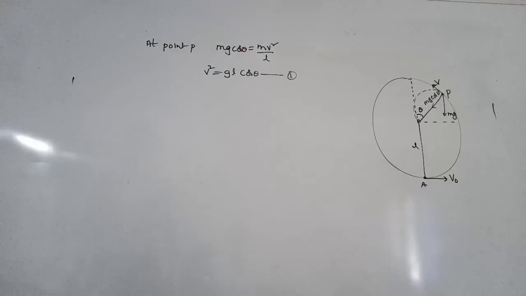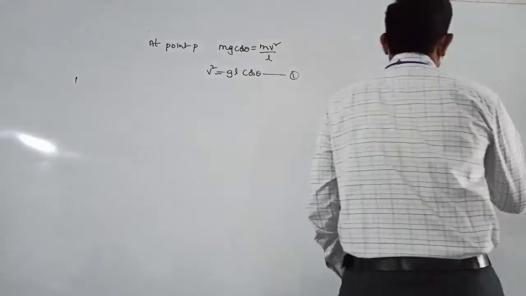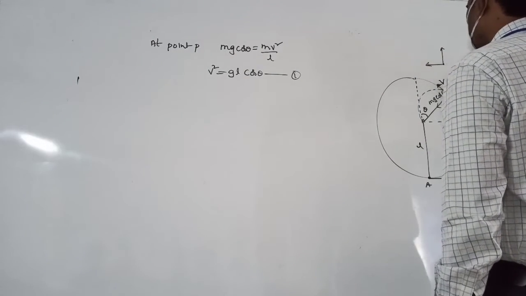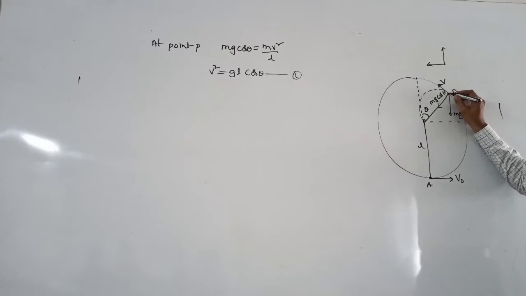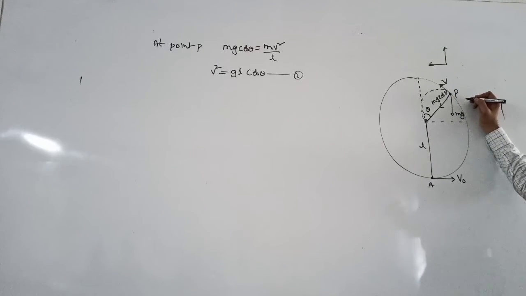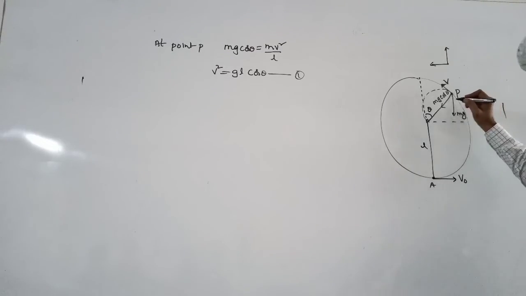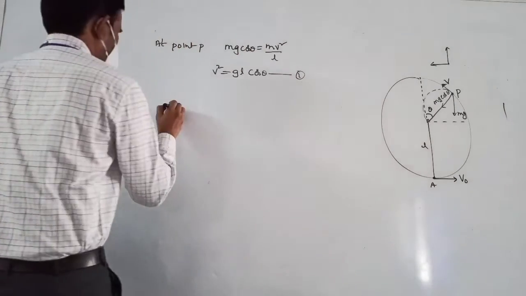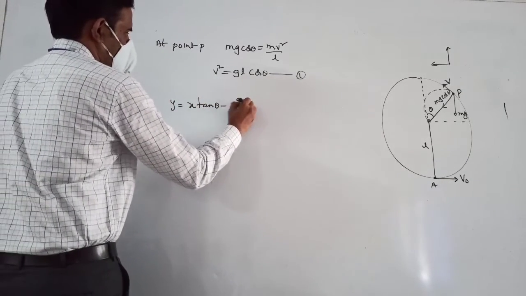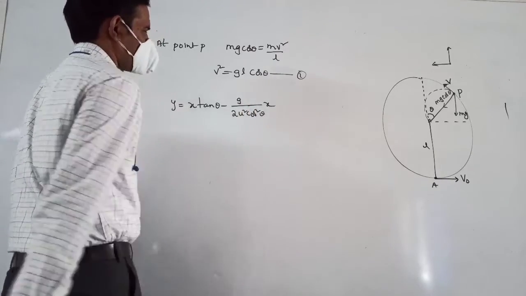So I am taking our coordinate system like this, and let us take this point as the origin itself. Instead of writing a range and time of flight equation, I am directly taking the trajectory equation. The equation of the trajectory is y is equal to x tan theta minus g by 2 u square cos square theta into x square. I am taking this as the origin, and it is passing through this point.